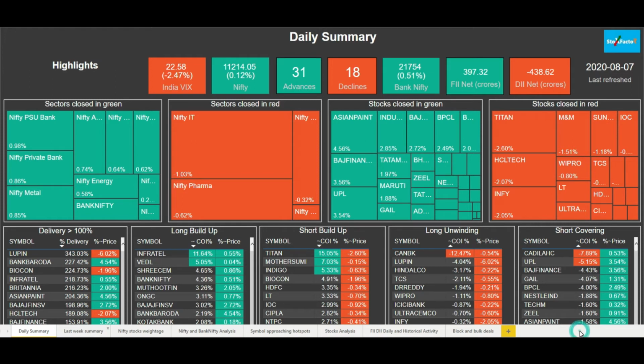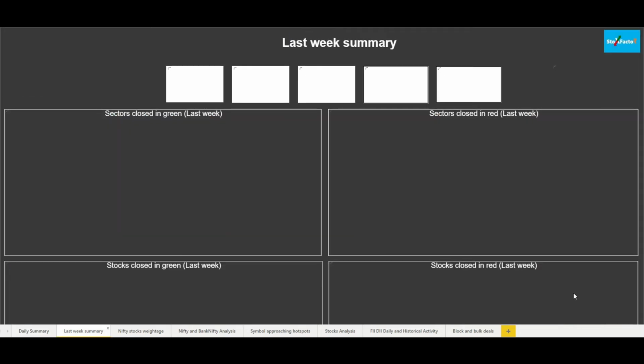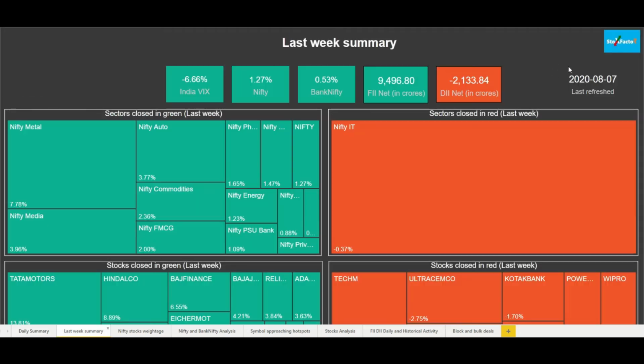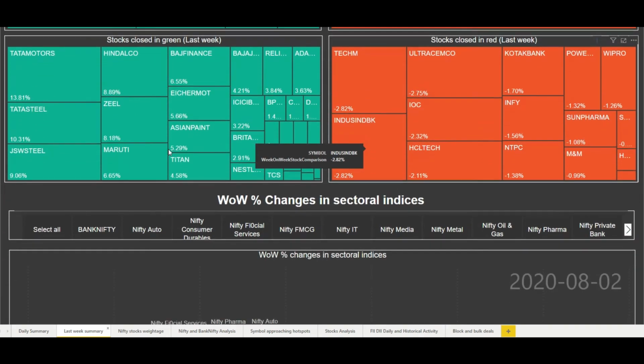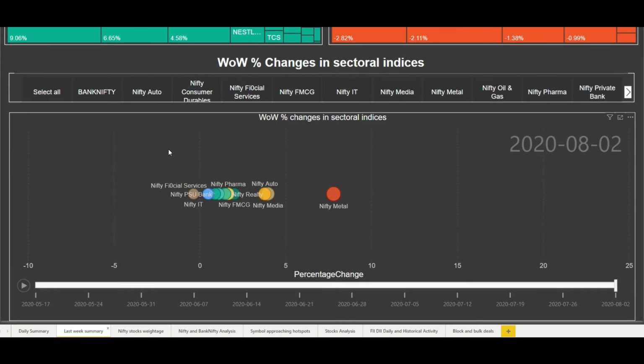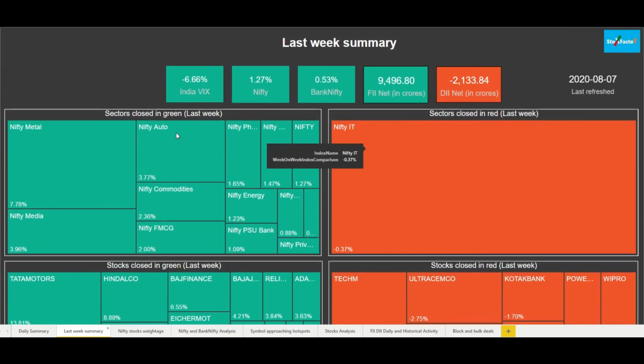Now coming to the second page, which provides you the last week summary. Let me switch to that page. This particular page provides you the last week summary of whatsoever has happened in individual stocks as well as the sectors, and what the trading data for FIIs and DIIs was in the last week. So this gives you the last week overview.